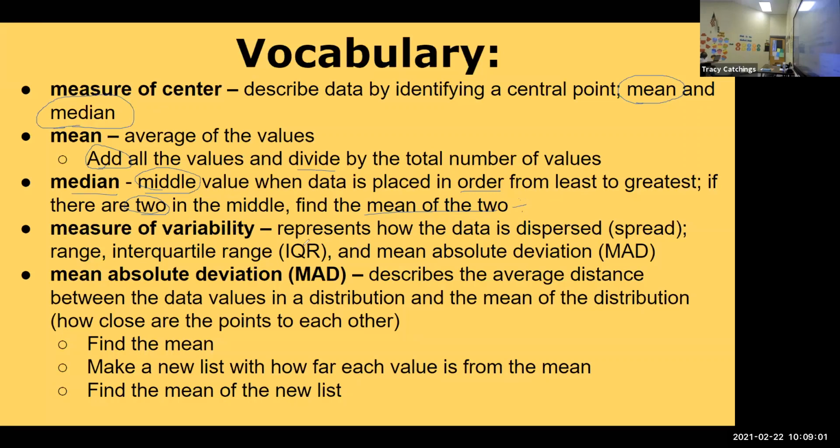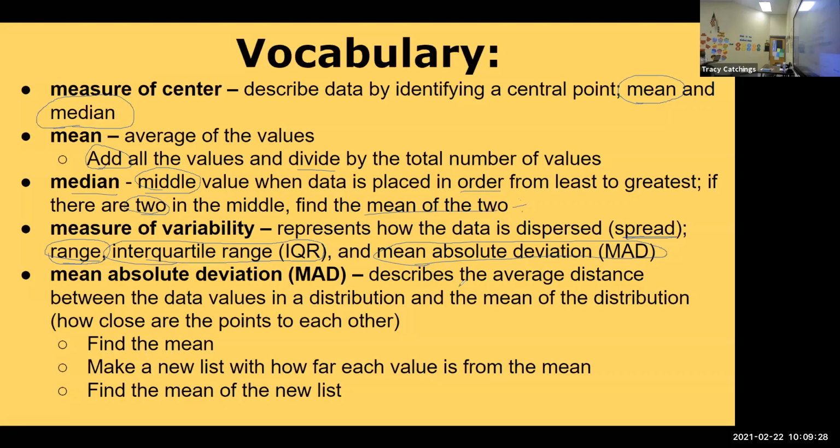All right, measure of variability represents how the data is dispersed, or in other words, spread. That's where we have the range, interquartile range, and then mean absolute deviation. What's the range? Anybody remember? Good job. Highest and lowest, subtract the 2. Interquartile range is where we find the median of both halves and then subtract. And then mean absolute deviation.